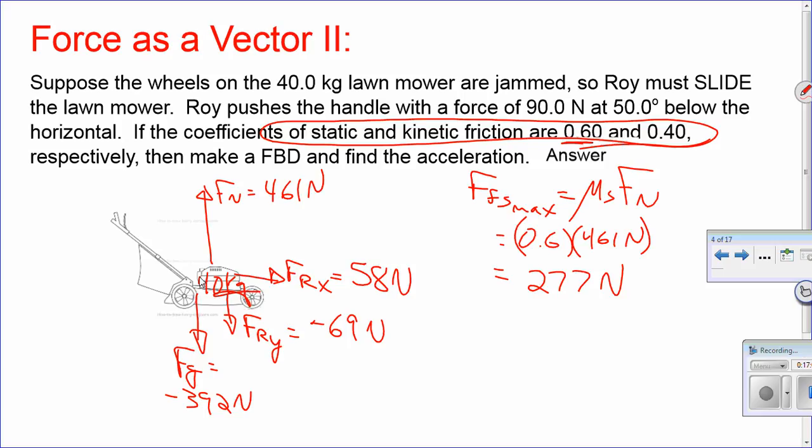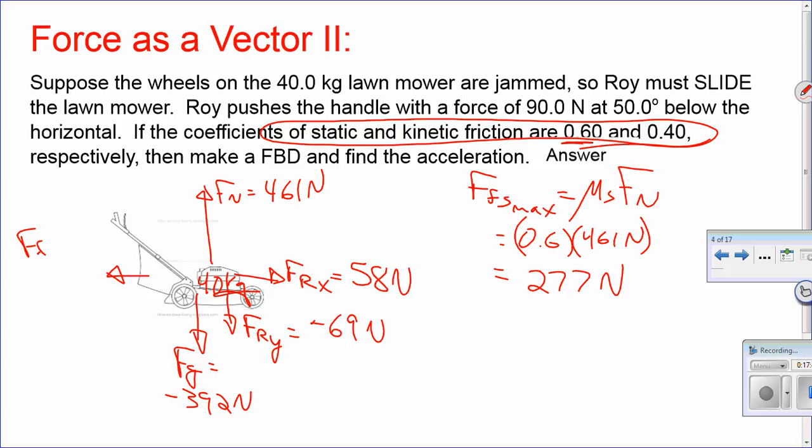So now, to see if it moves, I think no matter which number you pick, the 277 is going to be too big. But what number do I want to compare it with? With the 90 newtons? No. With what? The 58 newtons, because if it accelerates, it's going to accelerate horizontally. And it's this horizontal 58 newtons that would make that happen, right? Follow? So because 58 newtons is less than 277, it doesn't move, so how do I finish the drawing?